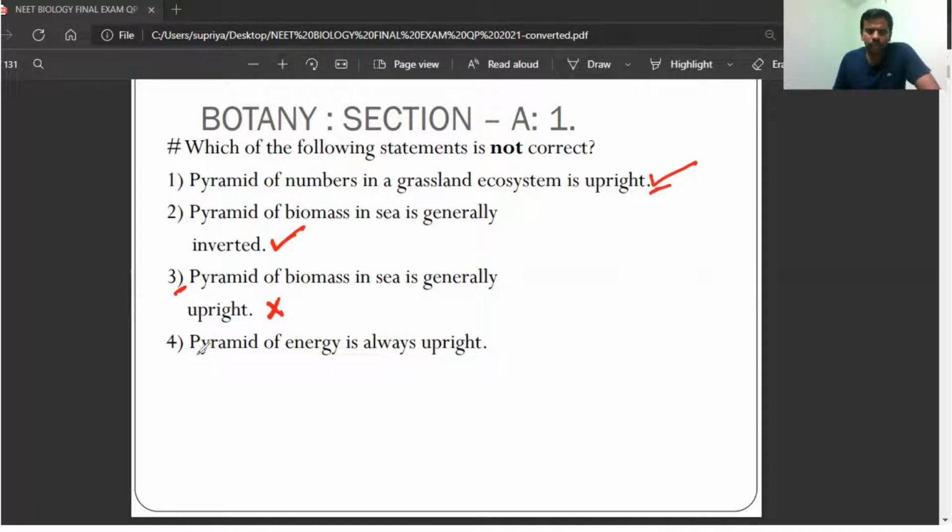So the third option is not correct. And see the last option, the fourth option: pyramid of energy is always upright. This is also correct. So for this question, which option is not correct? The third option is not correct. So the answer is option 3. Okay. Now let us discuss the second question.